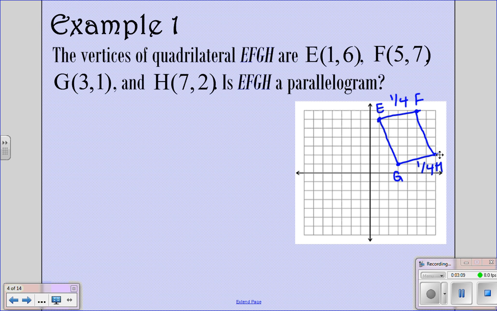For the slope from H to F, we're going to go up 1, 2, 3, 4, 5, and then go left 2. So the slope is negative 5 over 2. And then from G to E, we go up 5 and to the left 2. So that's again negative 5 over 2. These two sides are parallel. So is it a parallelogram? Yes. And the reasoning is because the opposite sides have the same slope. Make sure on your test that you explain briefly why you do think it is a parallelogram. Okay?